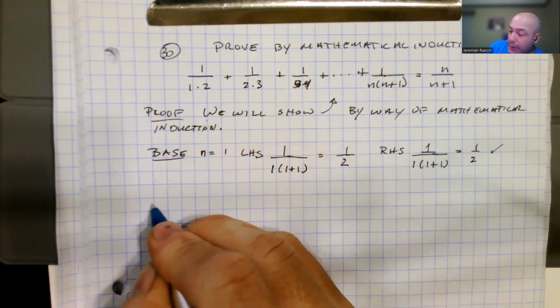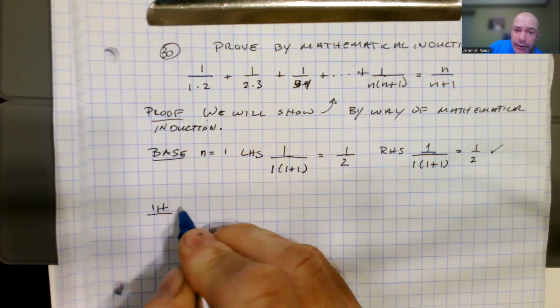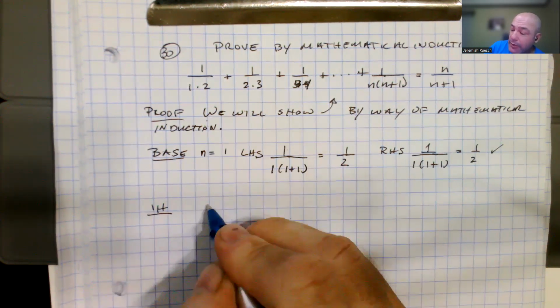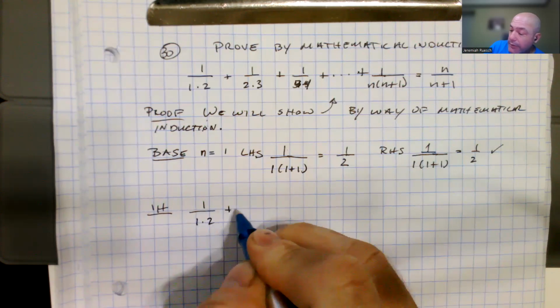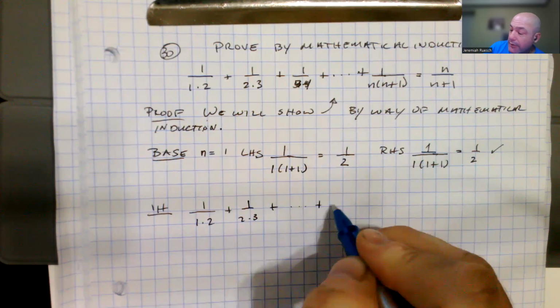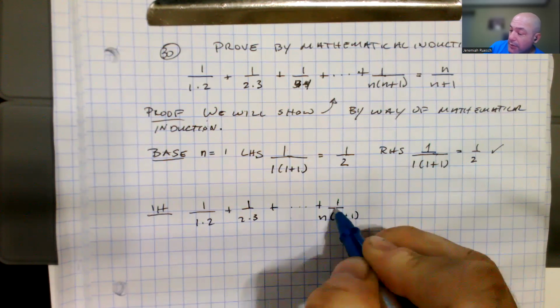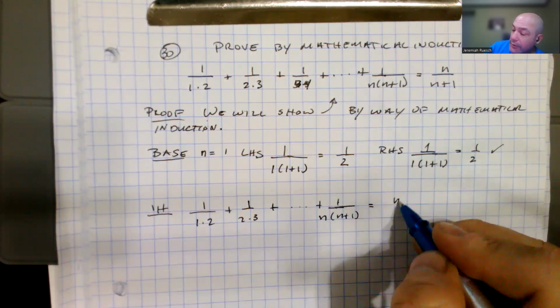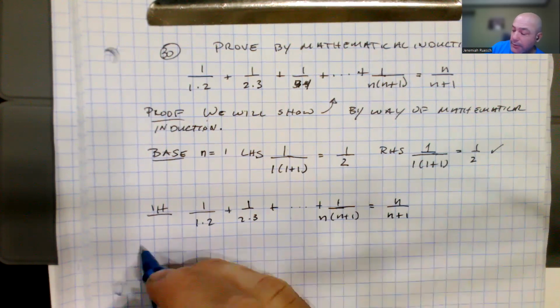Now we're going to create our induction hypothesis. Normally you would write out the term induction hypothesis here. We're going to assume that 1 over 1 times 2 plus 1 over 2 times 3 plus dot dot dot plus 1 over n times n plus 1 is equal to n over n plus 1. We're going to assume that that's true.